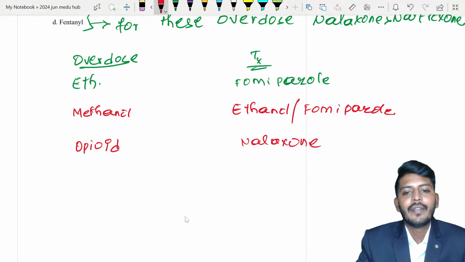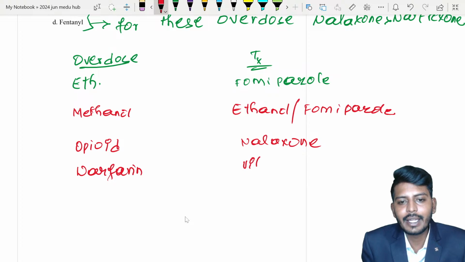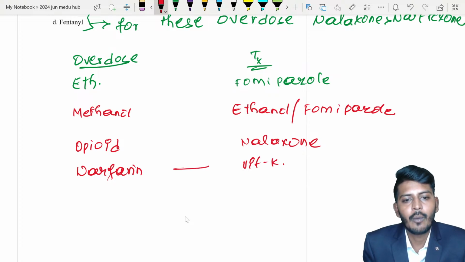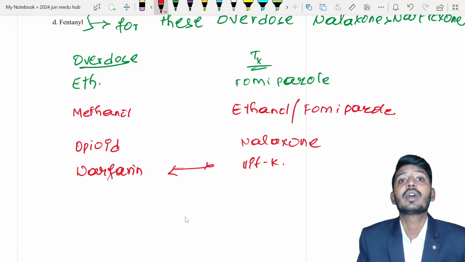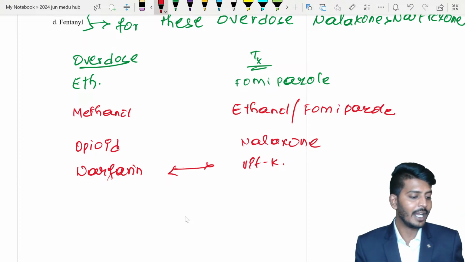Okay, then for example, for warfarin overdose, we are going to use vitamin K. Warfarin overdose, vitamin K. You can use these two vice versa also: vitamin K overdose, warfarin; warfarin overdose, vitamin K.